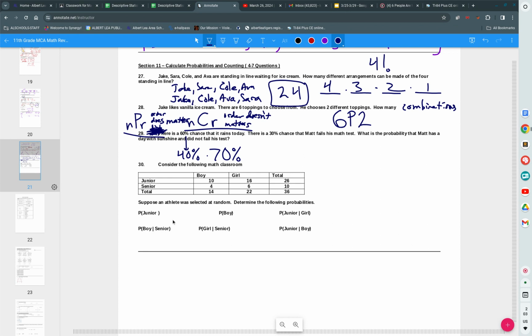But the fact is that if you multiply these two together, you get his total outcome, a 28% chance that it has sunshine and that he passes his test. So most likely something's going to go wrong today that he doesn't want, okay?